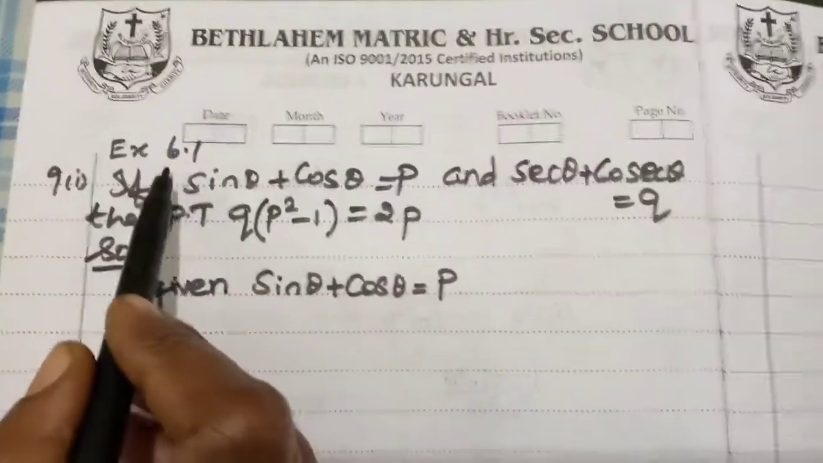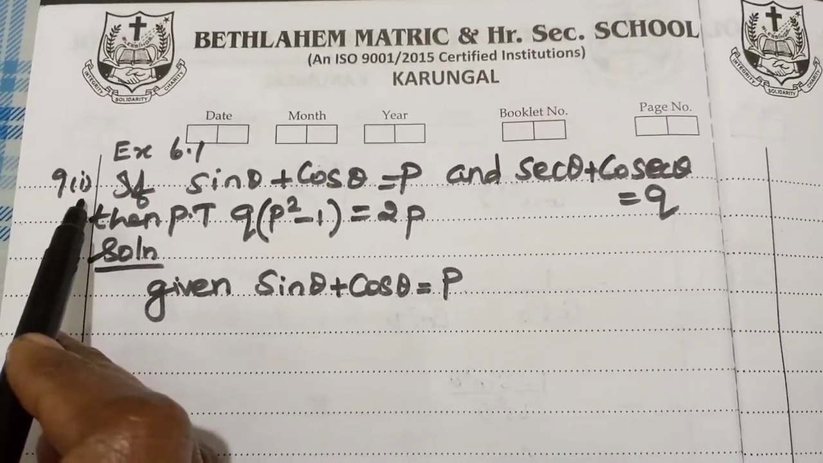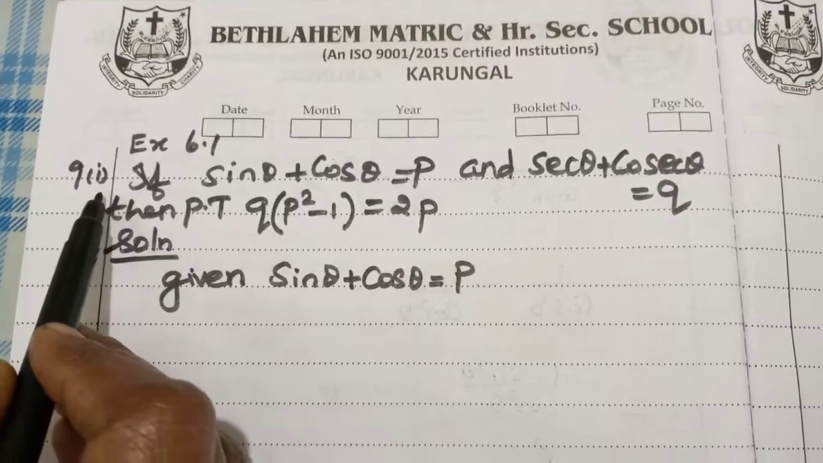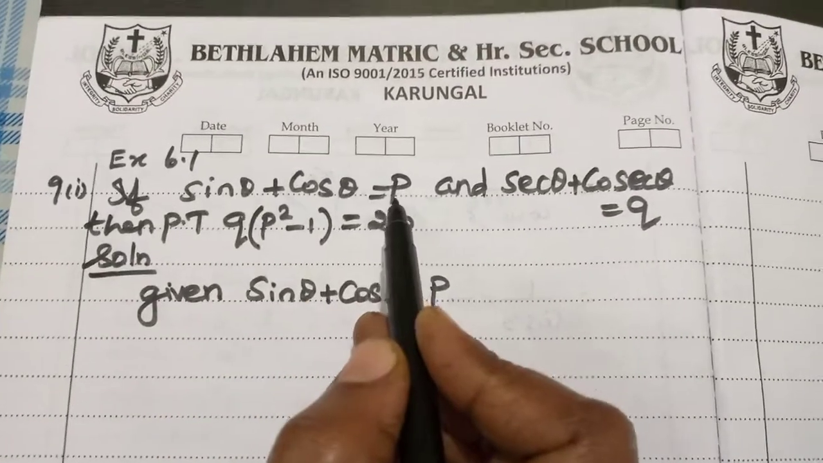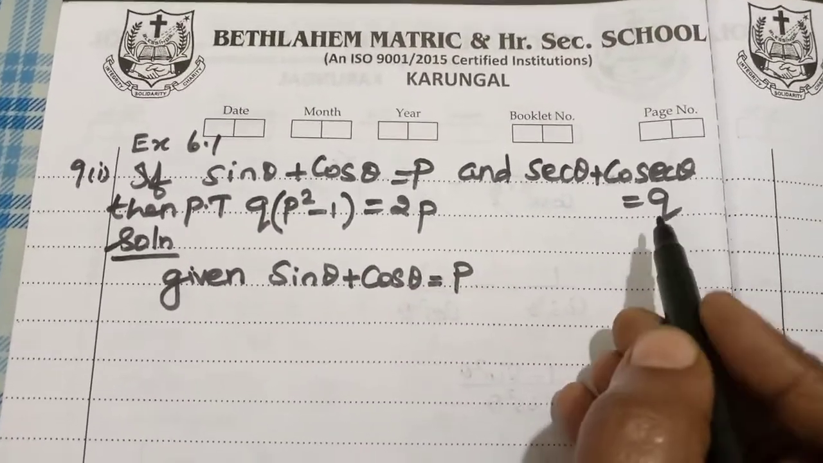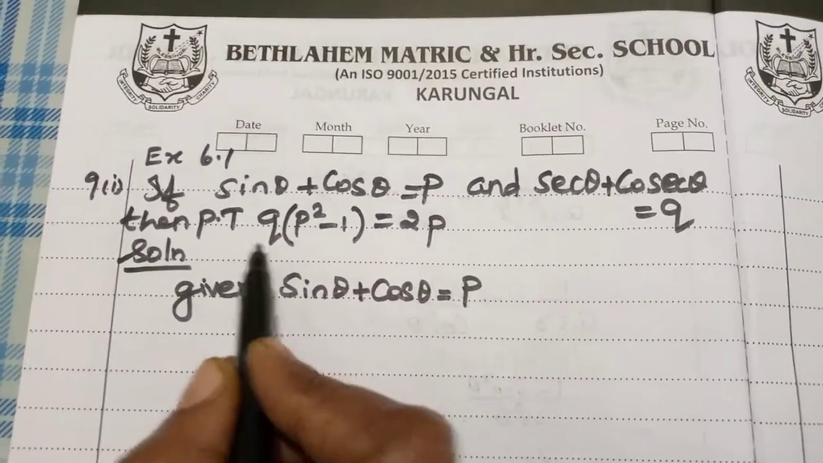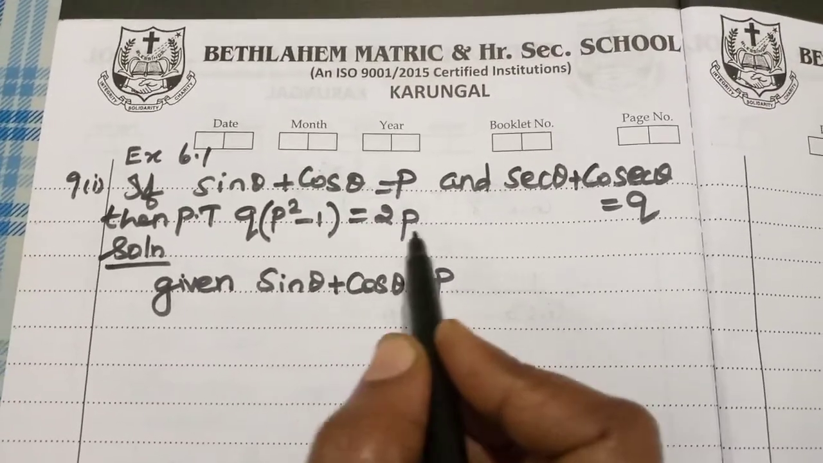Let's write exercise 6.1, ninth question, first subdivision. There are two subdivisions; let us do the first one. What is the first one? If sin theta plus cos theta equals p and secant theta plus cosecant theta equals q, then prove that q into p square minus 1 equals 2p.